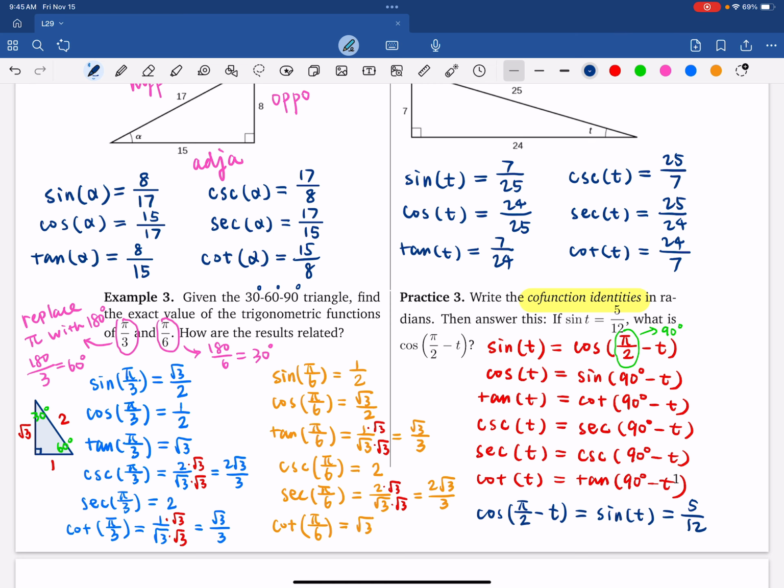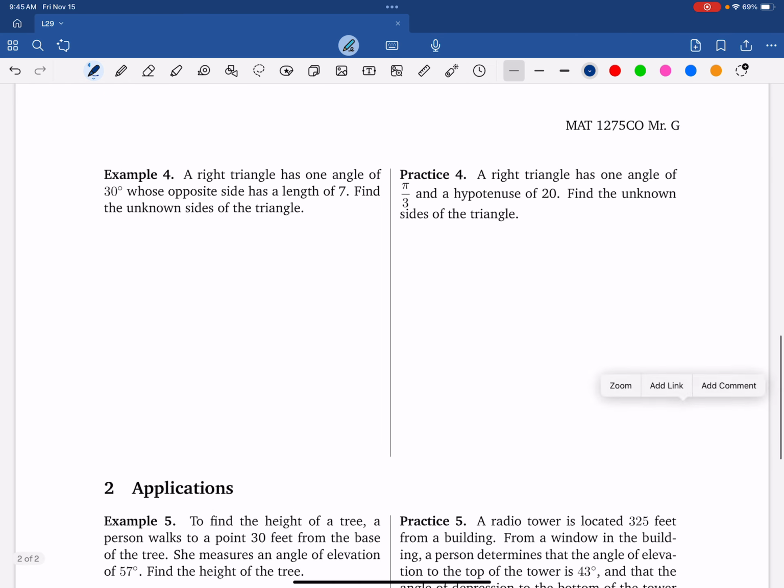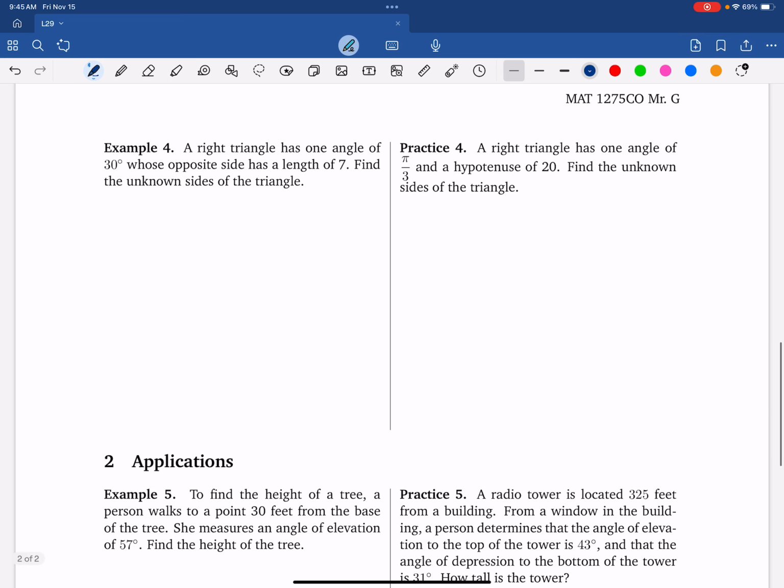Okay, that's the first page. We're going to move on to the second page. Example 4. A right triangle has one angle of 30 degrees, whose opposite side has a length of 7. Find the unknown sides of the triangle. Let's first do the right triangle. I'm going to graph a right triangle. All right, and then I'm going to label the angle. So we have this 90 degrees, and then one of the angle is 30 degrees. This one looks like a 30 degrees, so I'm going to mark it as 30 degrees.